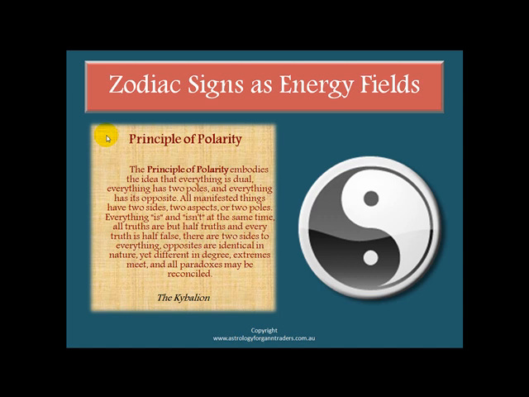Opposites are identical in nature, yet different in degree. Extremes meet, and all paradoxes may be reconciled. Now, that's from a book called the Kybalion, which is actually on Gann's reading list. And here again we get this symbol of the yin-yang.